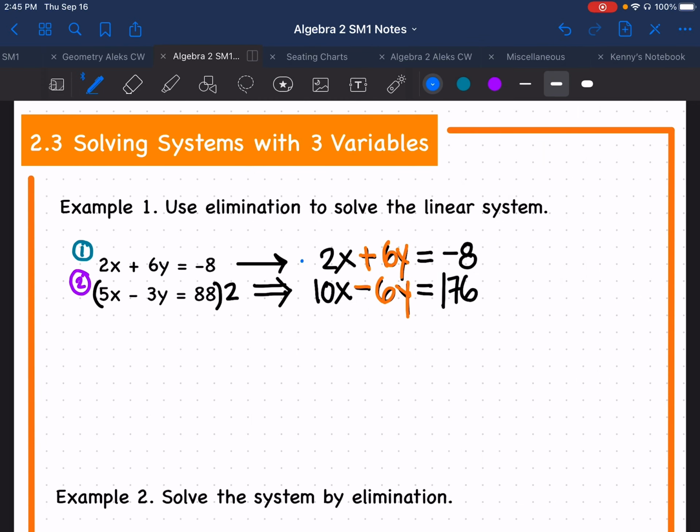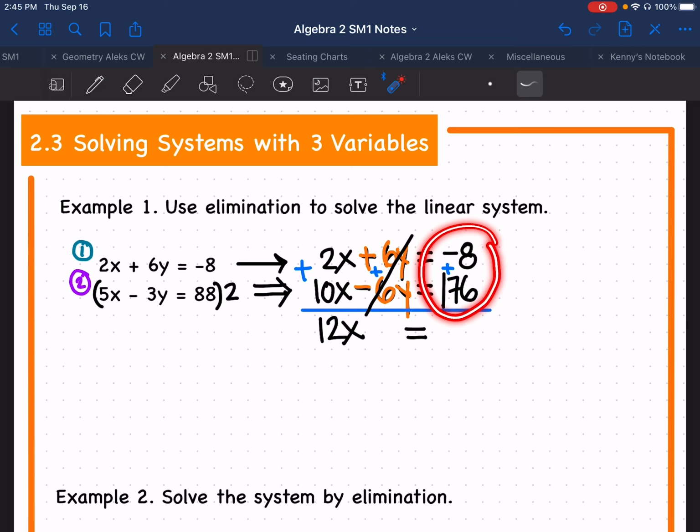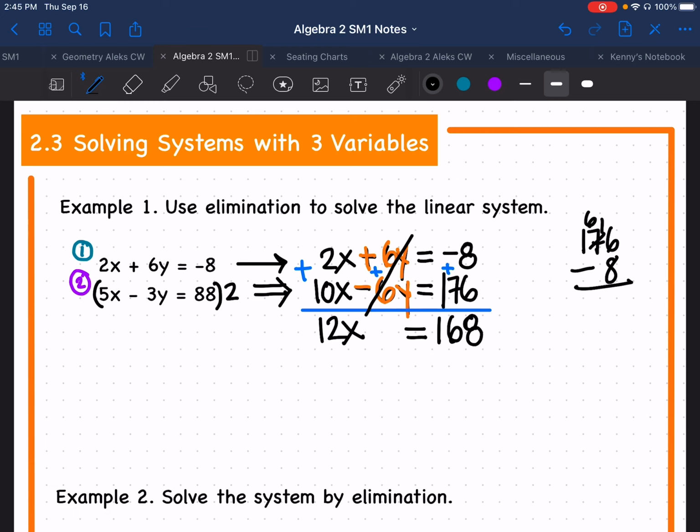Let me grab a different color, and I'm going to go ahead and add these two together. Remember, I'm adding the x's, I'm adding the y's, and I'm adding the constants. I'm adding each group. So 2 plus 10 is 12. 6 plus negative 6 would cancel out, which is exactly what I wanted to do, eliminate one of the variables. And let's see, negative 8 plus 176 would be, I want to say 168. I'm going to flip it around over here. Yep, 168. There we go.